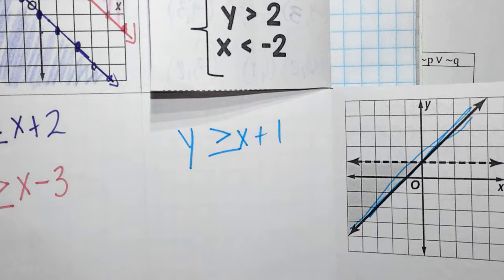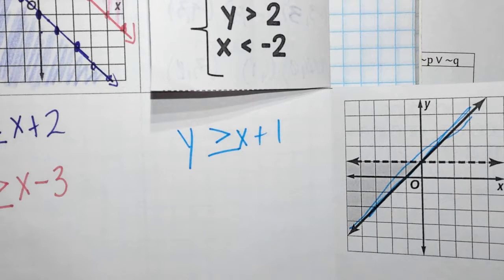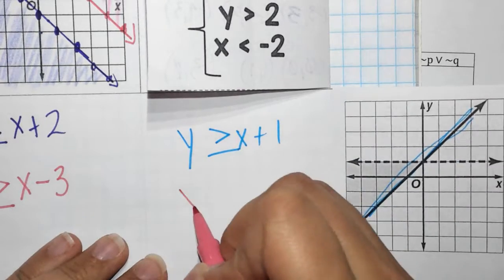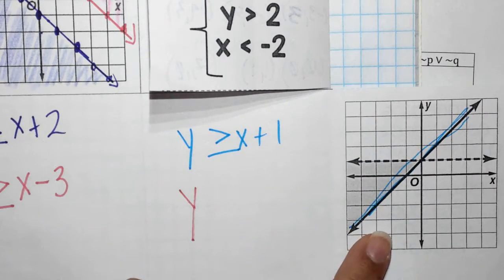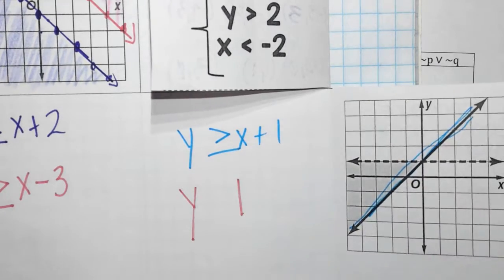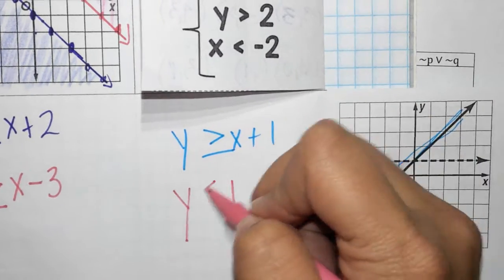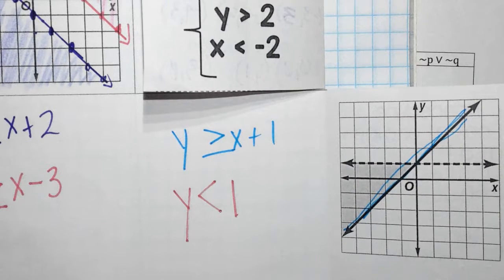All right, so now let's look at our dashed line. Is that passing through the X or the Y axis? This is the Y axis. So that's Y. And where does it pass through the Y axis? At 1. Now, is it shaded above or below that line? So it's less than, and there's no line under it. Did it right.